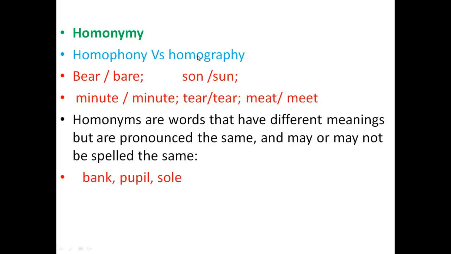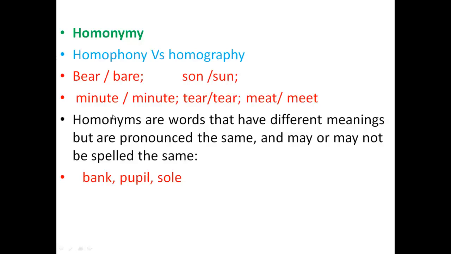Now, as opposed to homography, where we have homo, which means same, and graphy, writing, spelling. For example, this one and this one. This one, minute. This one is minute. So here we have two different words, written in the same way, but pronounced differently. Same thing here, tear and tear. So we have a case of homography. So homophony is words pronounced in the same way, written differently, but homography is cases where words are written in the same way but pronounced differently.